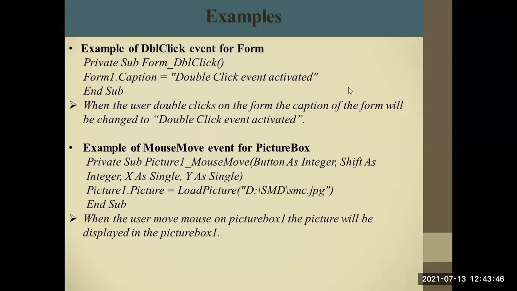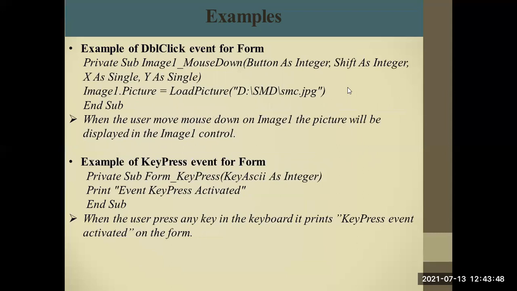Okay, moving on, you can see this is another example. We are considering the procedure Image1_MouseMove, where we receive the arguments Button of type integer, Shift as an integer, and X and Y as single type. Now what we do with Image1 is load the picture. Once you perform this program in Visual Basic, what will happen?